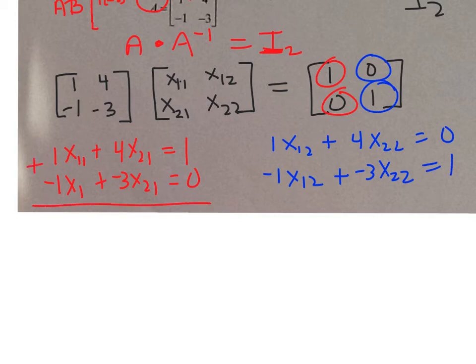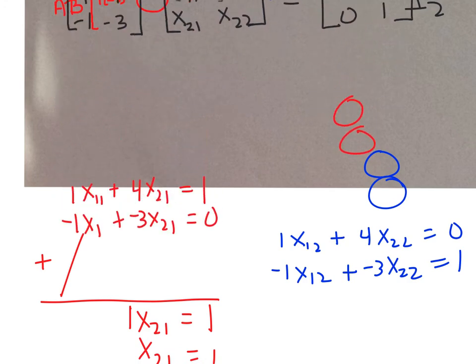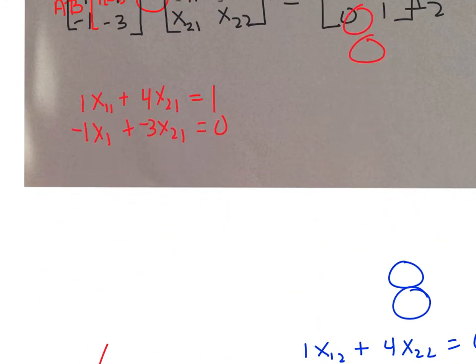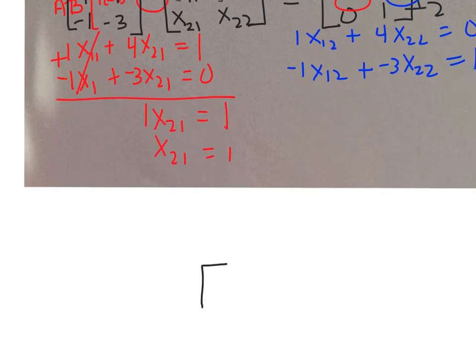So I can add these. These are opposites here, so they cancel. So I have -4 minus 3 is 1, so it's 1 x₂₁ equals 1. So I have x₂₁ equals 1. So in my matrix right now, this is what I know. So in my matrix, 2,1, which would be row 2, column 1, that's a 1.